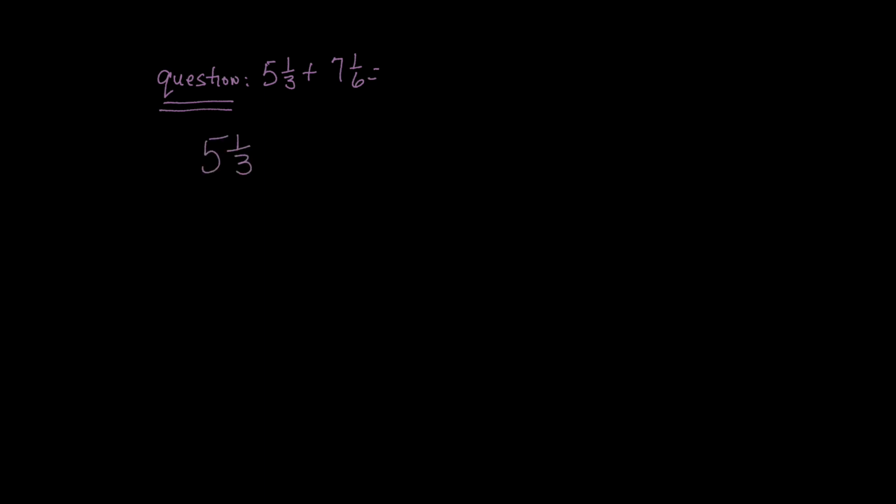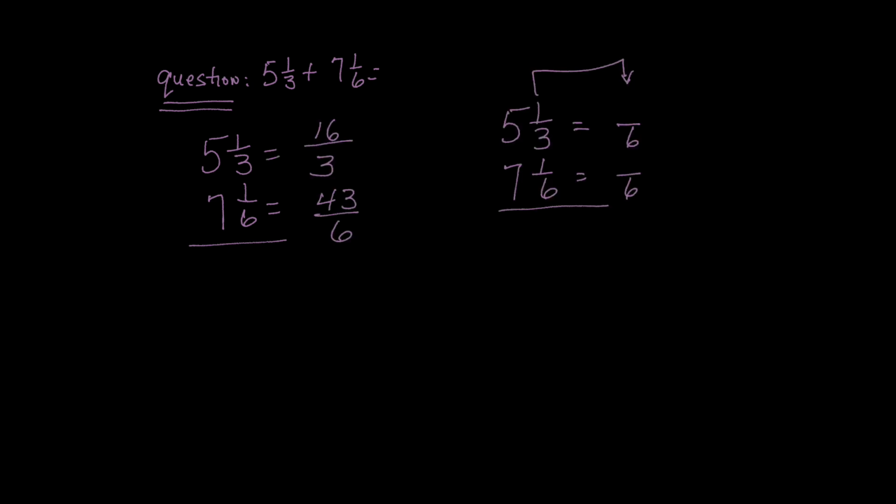Regardless how you do it, you must do each step carefully, and you must not take shortcuts. It's very, very important that you follow through with what you know you are supposed to do. So, as you can see here, we end up with 16 over 3 if we are changing these to improper fractions, and we have 43 over 6. Now we are starting to get larger numbers.